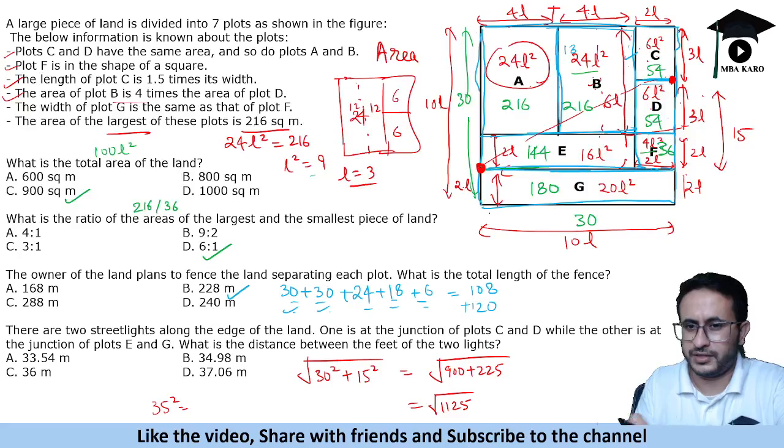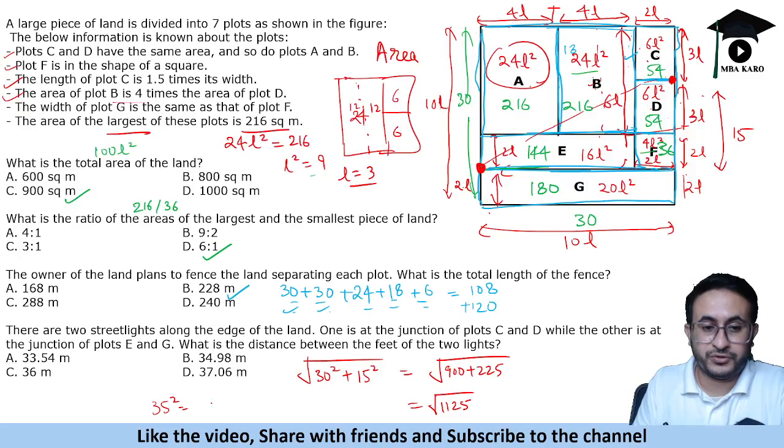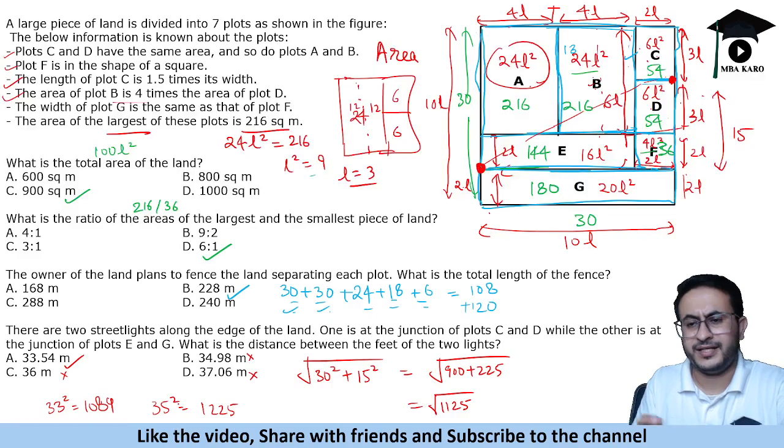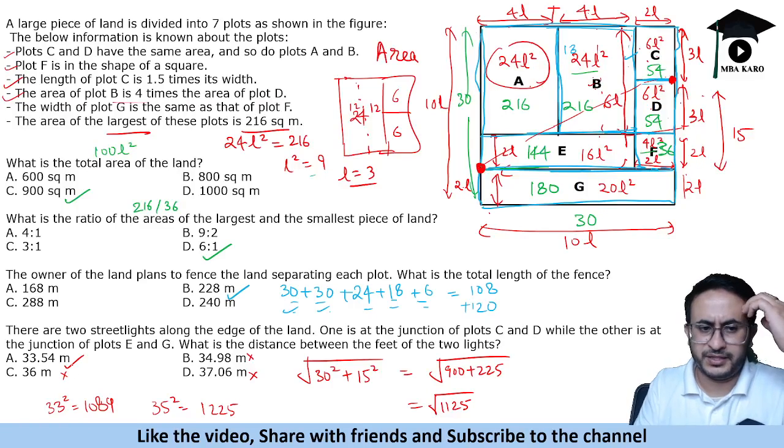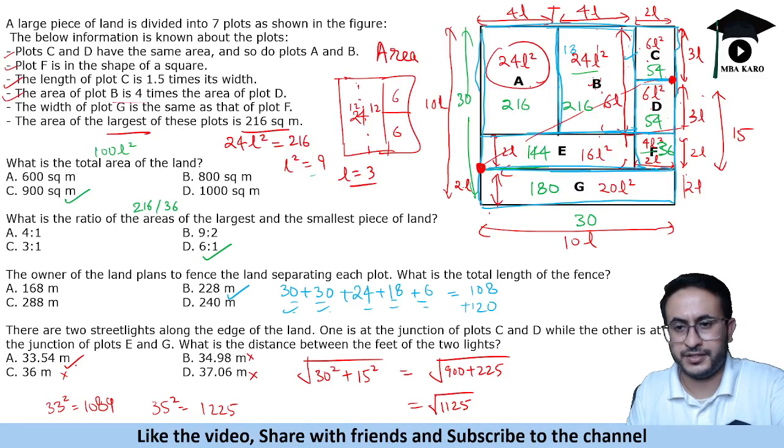Okay, so if you see 35 square is, or like if you know the exact square root of 1125, great. If you do not know, 35 square is 1225, right? So it cannot be 35 or more than this. Okay, so it has to be 33.54. We know 33 square is 1089. So no need to calculate, because 35 square is something which you can calculate quite easily. Okay, so this is the value, that will be 33.54 meters.